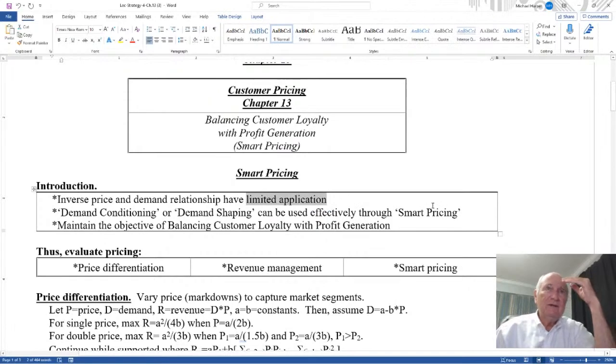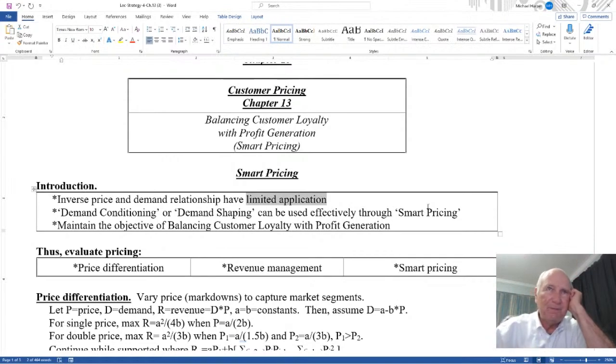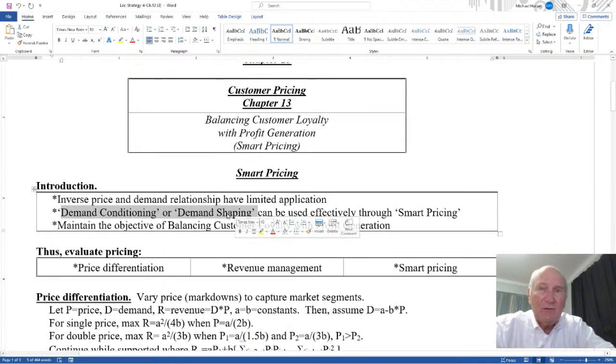application. Now, as the price goes up, demand goes down. As the price goes down, demand goes up. That's true, but it's limited in its application. Now, demand conditioning or demand shaping can be used effectively through smart pricing. Now, we looked at this a little bit on everyday low pricing, but smart pricing, it's much bigger than that.